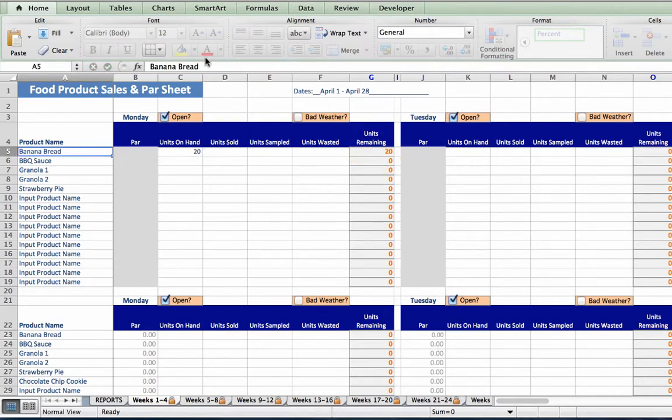Now, if you wanted, you could say banana bread slices so that you can consistently keep track of how you're selling it. Barbecue sauce, we'll say it's 8-ounce jars. Maybe I'll input another one here. Barbecue sauce, 12-ounce jars. So you can divide things up like that. So how many units do I have on hand? Input that information for every product that you have. Next, at the end of that day, how many products have you sold? It's easy to just type in based off of the records that you kept during the day.